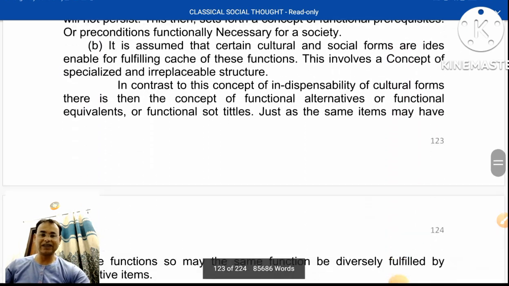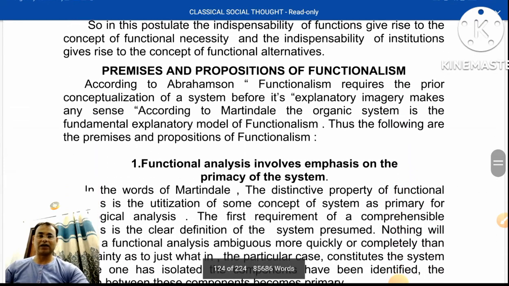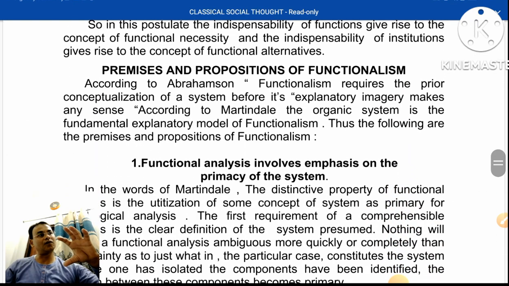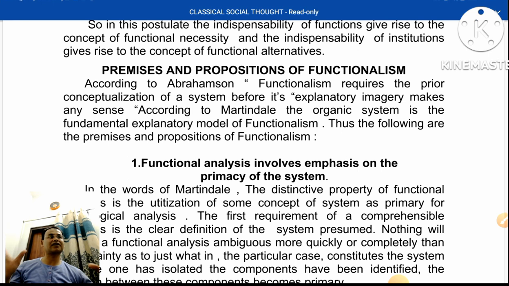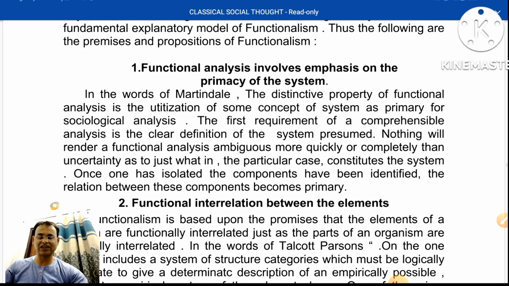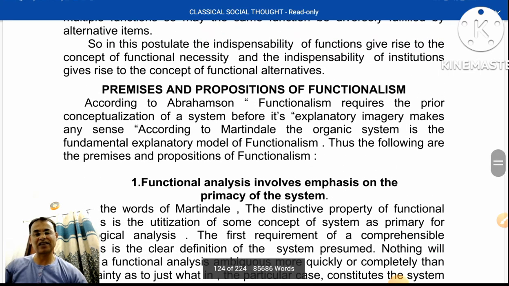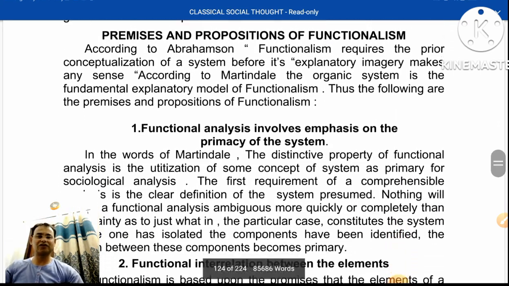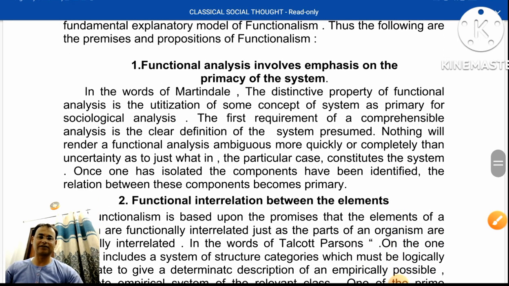So these three are the functional postulates: functional unity, functional universalism, and functional indispensability. And now the premises and propositions of functionalism. We just look at the premises and propositions of functionalism in short.